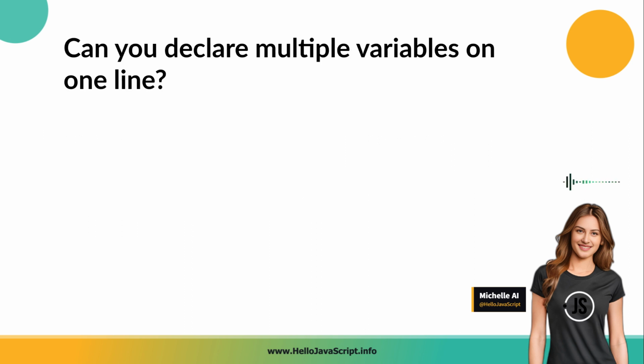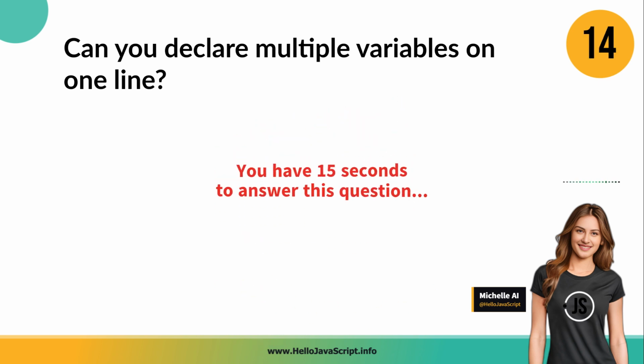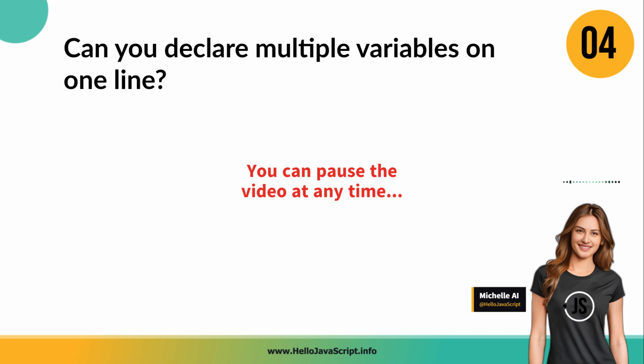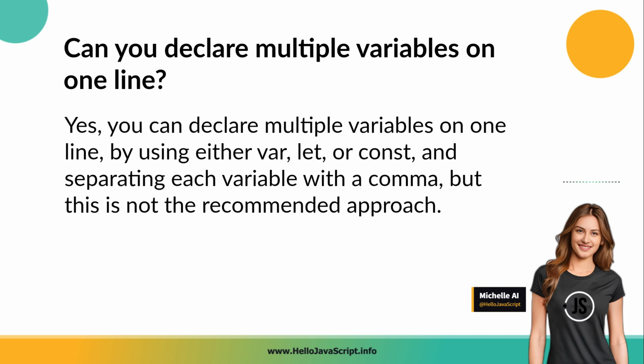Here's the next question. Can you declare multiple variables on one line? Here is the correct answer to this question. Yes, you can declare multiple variables on one line by using either var, let, or const, and separating each variable with a comma, but this is not the recommended approach.